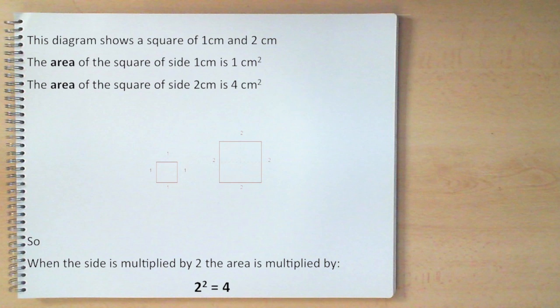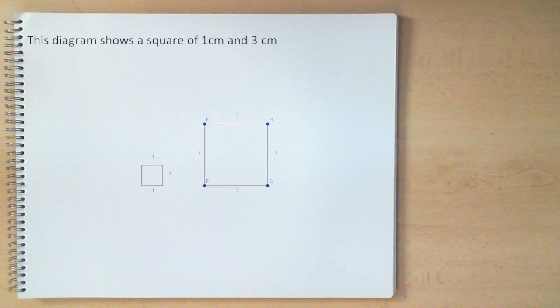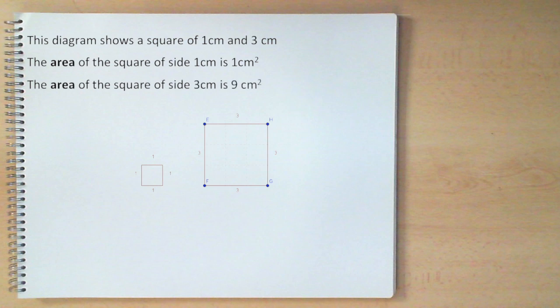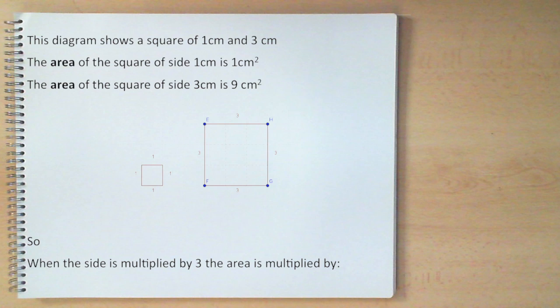I'm sure you can probably see where this is going, but let's look at another set of similar squares now. First of all, we've got a 1 by 1 square, and then we've got a 3 by 3 square. The area of the 1 square is 1 times 1, which is 1 centimetre squared. The area of the square with sides 3 centimetres is 9 centimetres squared, 3 times 3. So when the side is multiplied by 3, the area is multiplied by 3 times 3, or 3 squared, and that equals 9.